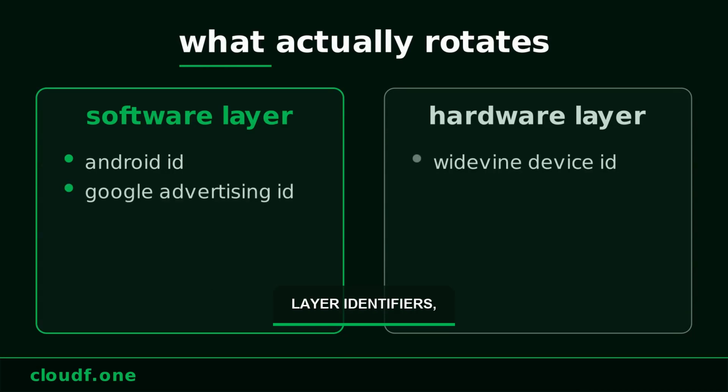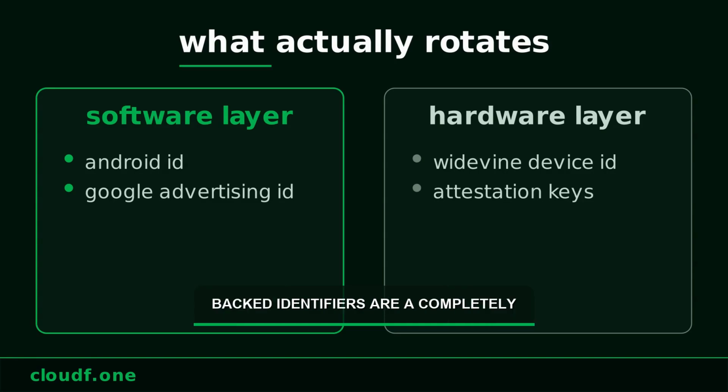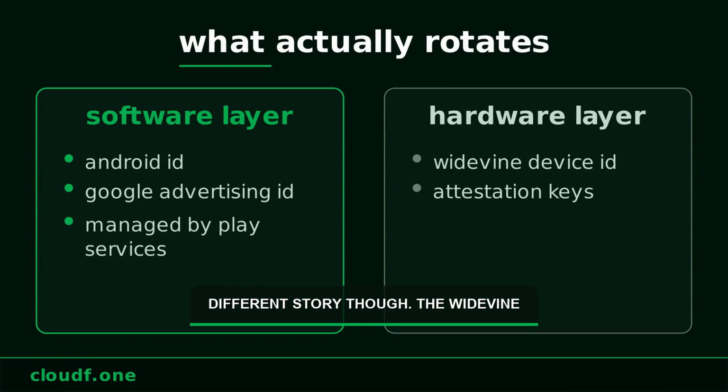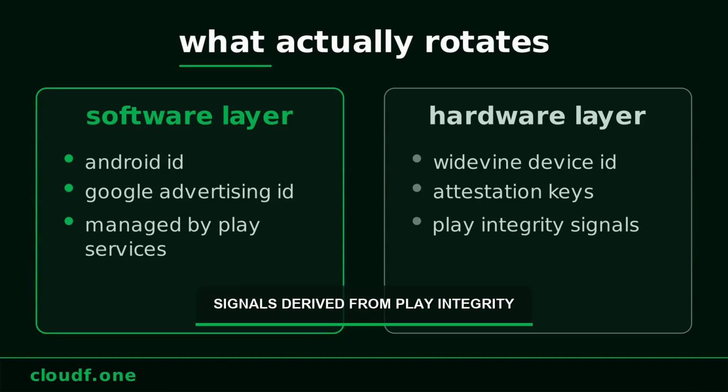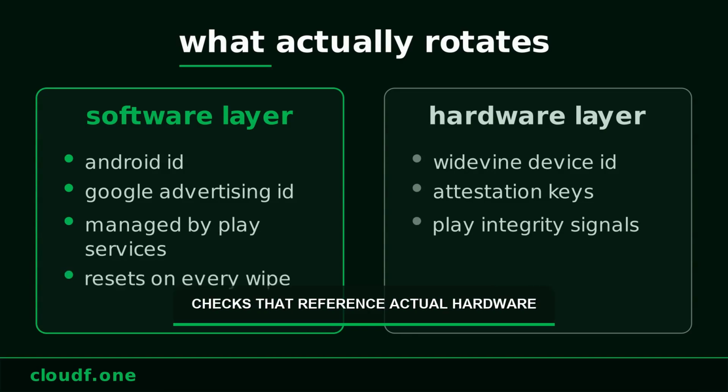Those are software layer identifiers, and the wipe genuinely does rotate all of them. Hardware-backed identifiers are a completely different story though. The Widevine device ID, the attestation keys rooted in the secure element, and the signals derived from Play Integrity checks that reference actual hardware state, none of that moves an inch.